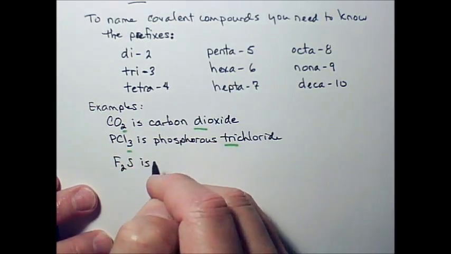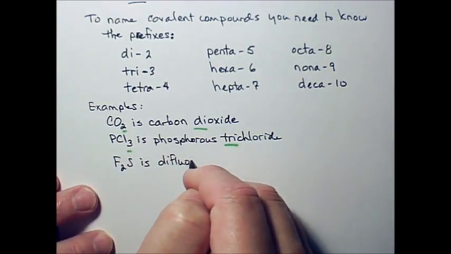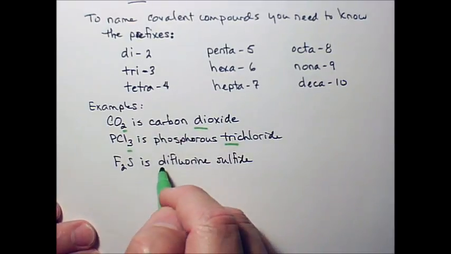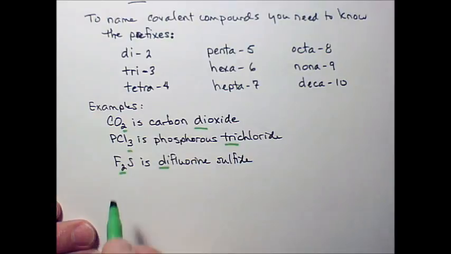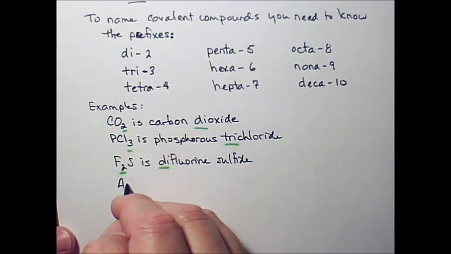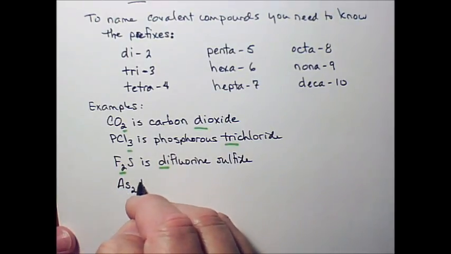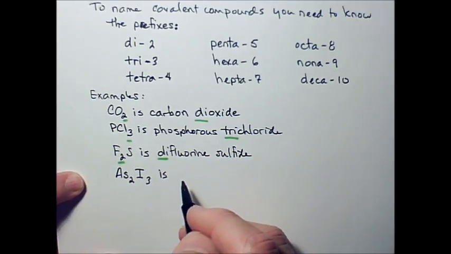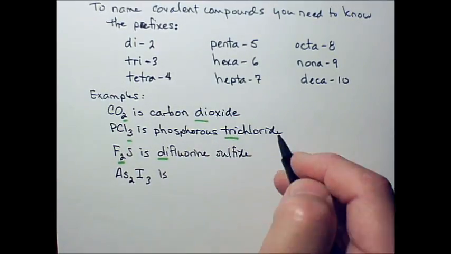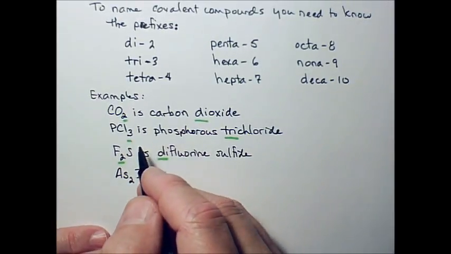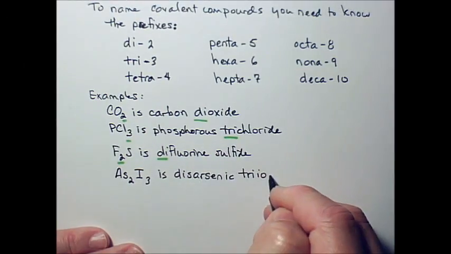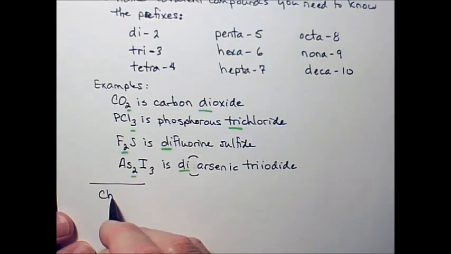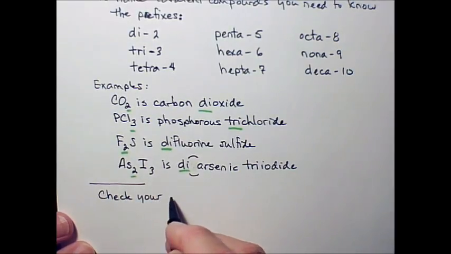F2S is difluorine sulfide. Di meaning two. As2I3, diarsenic triiodide.